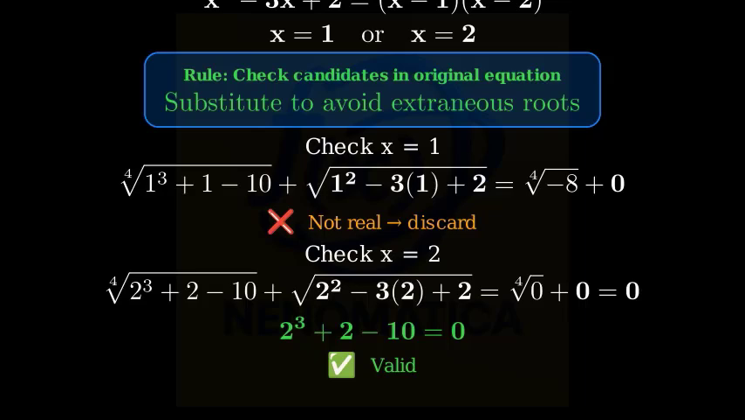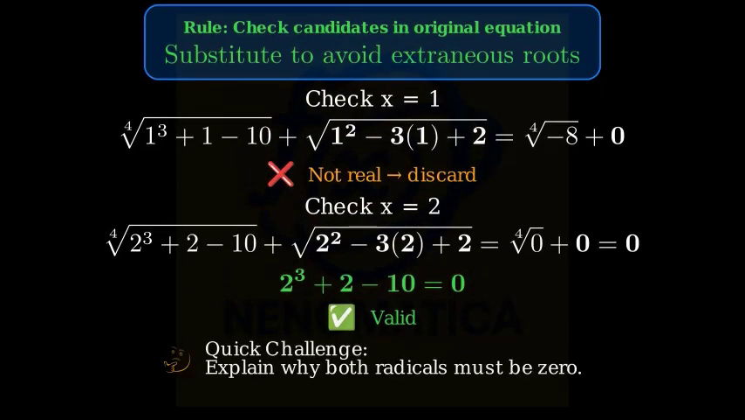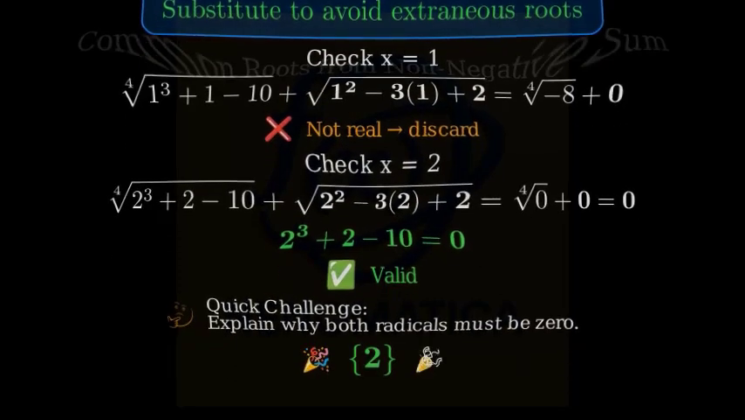Quick challenge. Why does the sum of two non-negative radicals equal 0 only when both are 0? Pause and think for a second. Step 5. State the solution set clearly. The only real solution is 2.